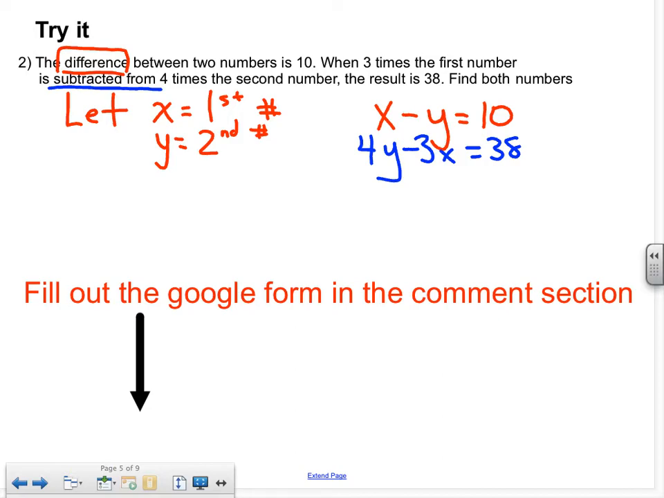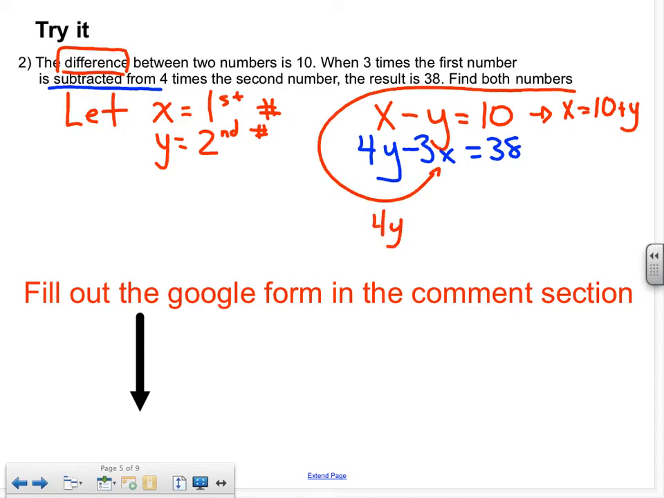Okay, a few ways to do this. Once again, you can use elimination, substitution, graphing. Being that we used elimination on the last example, let's try substitution here. I would solve for x, so we get 10 plus y, and then we can replace x in this bottom equation. I want to use parentheses here, 10 plus y equals 38. I could distribute.